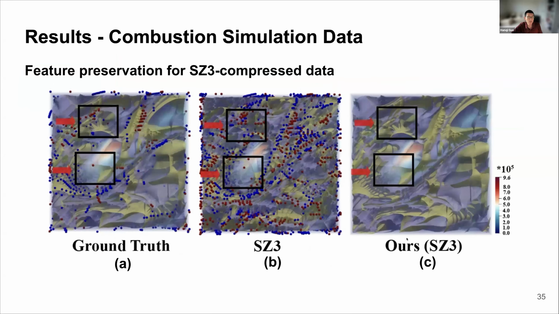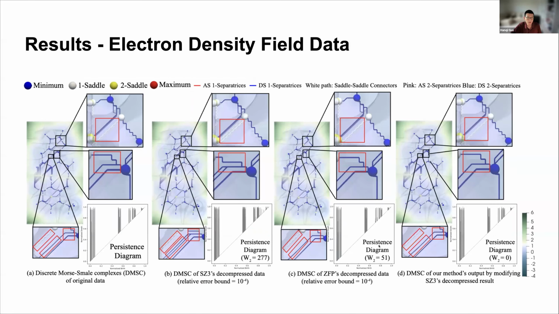Okay, so this is some result for some combustion simulation data. Scientists use these segmentations to characterize burning cells and other types of features. We highlighted some false critical points with these small dots and spheres. And we can see that we edited SZ3's decompressed data, and now the segmentation is 100% accurate compared to the input ground truth data.